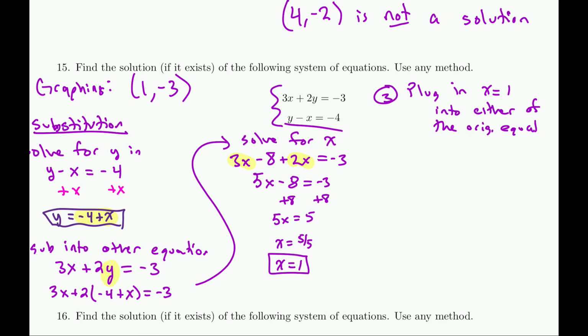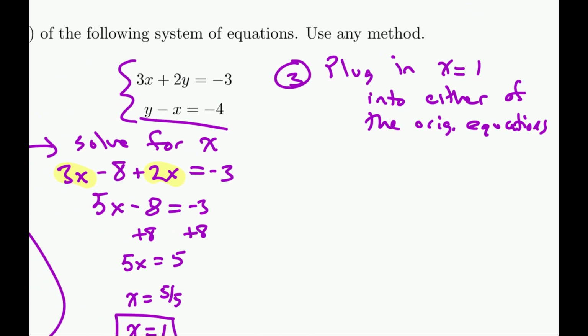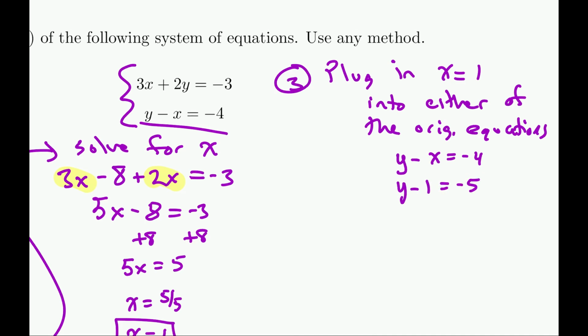There are other places where you could plug it in as well, but I'm saying the original equations. So easiest one is going to be the second equation, right? So I've got y minus x equals minus 4. Go ahead and put x equals 1 in there, and you get y minus 1 equals minus 4. I wrote minus 5 for some reason.